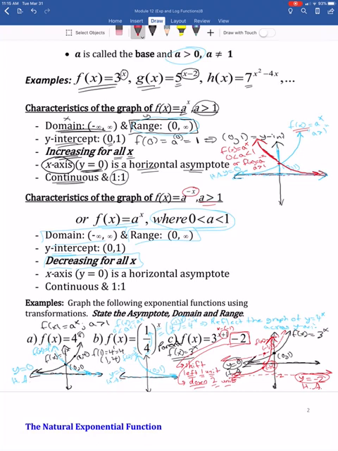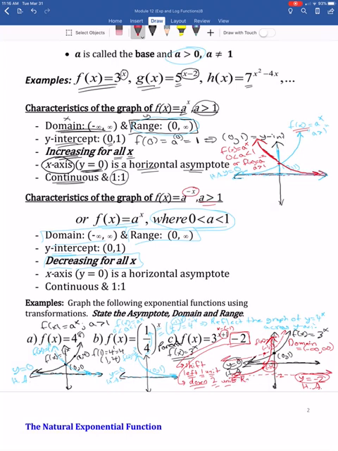Now that's a key change because now that affects one of our key characteristics. Our domain, which is always all real numbers, and we can go ahead and write that in here. It did ask for the domain and the range. That's negative infinity to infinity. But our range is no longer that. What's the range of this graph?